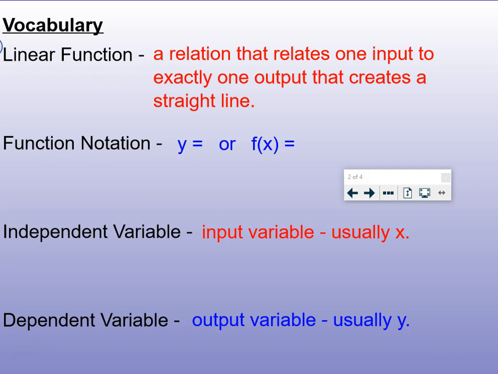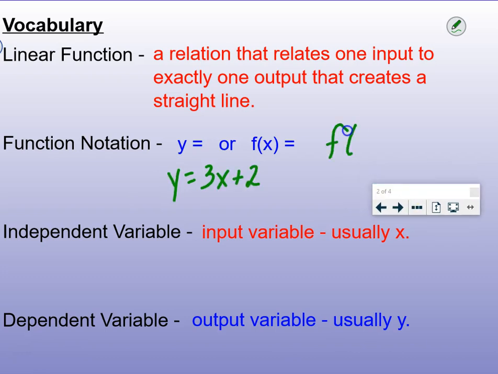Function notation is an equation in y equals or f of x equals. So like y equals 3x plus 2, that would be in function form. Or f of x equals 3x plus 2. It's function notation. So those two are the exact same equation, just notated differently. One has a y equals, one has f of x equals. So they are interchangeable.